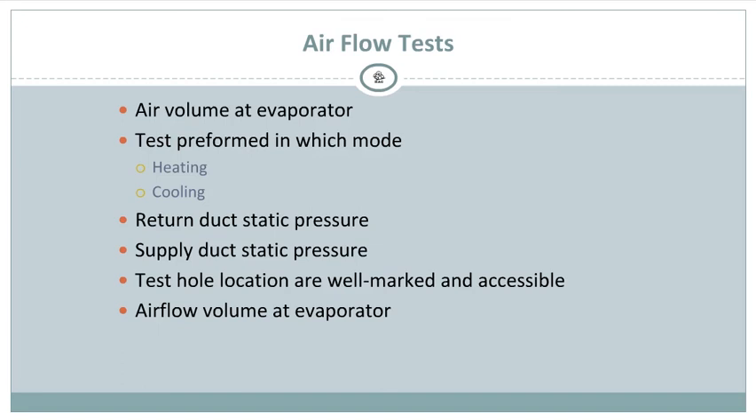What that does is it cuts all the dust and pollutants out of the air, and it keeps all the dust from getting back into your system. You need to make sure that your test holes are locatable and easily marked, because the contractor or the rater has to come back and see that you actually tested these, and they might want to test them again just to see if your readings or your HERS rater's readings are the same as your contractor's. Again, your airflow volume at your evaporator is part of the test.